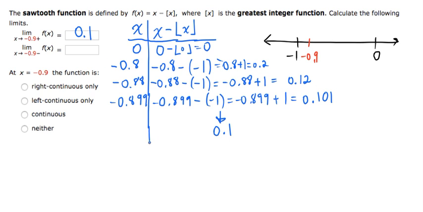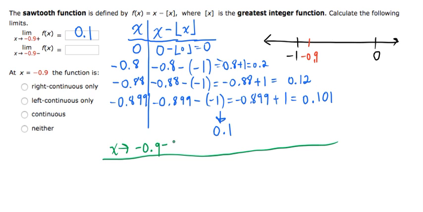If we approach from the left, I think we're probably going to get the same thing. But let's do a separate table actually. That was approaching from the right. Now I'm going to approach negative 0.9 from the left. Approaching it from the left, you're going this way. So let's start at negative 0.91.